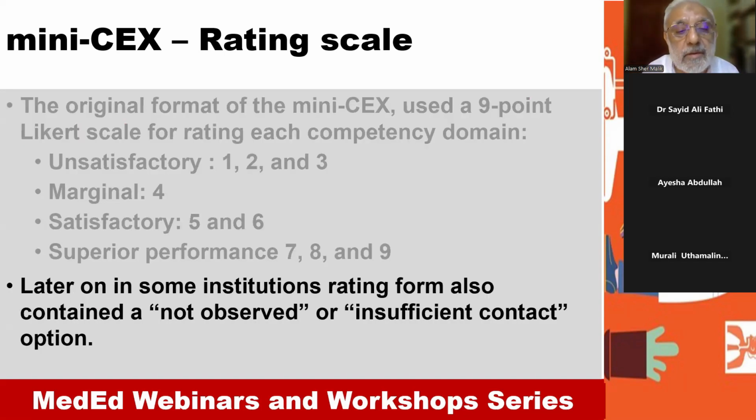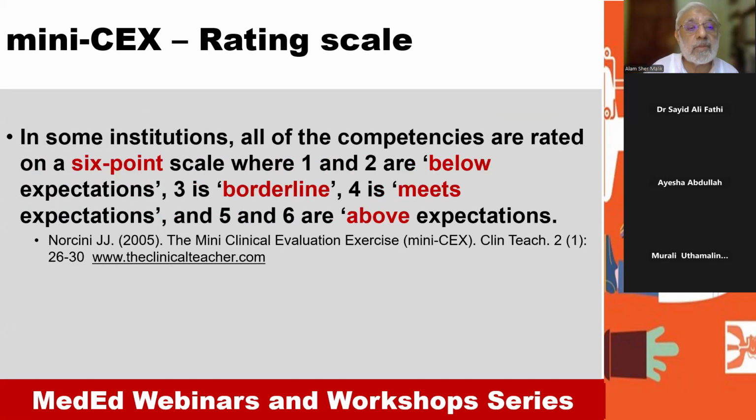And later on, one more term was used, either not observed or insufficient contact, because, as I mentioned, an encounter may not address all the domains which we want to assess. There were some modifications, and another suggestion was, instead of 9, using a 6-point scale, where 1 and 2 are below expectations, 3 is borderline, 4 meets the expectations, and then above expectations.